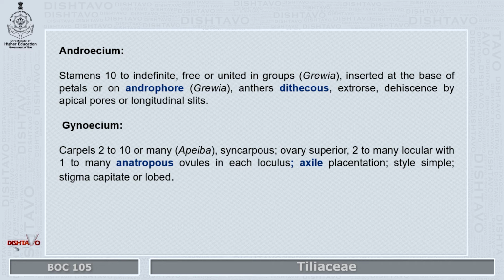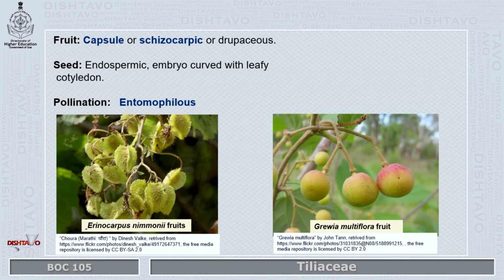So then there is axile placentation, this axile placentation we will be seeing in the floral diagram. Then the style is simple, the stigma is capitate or lobed. The fruit is a capsule, schizocarpic or drupaceous.